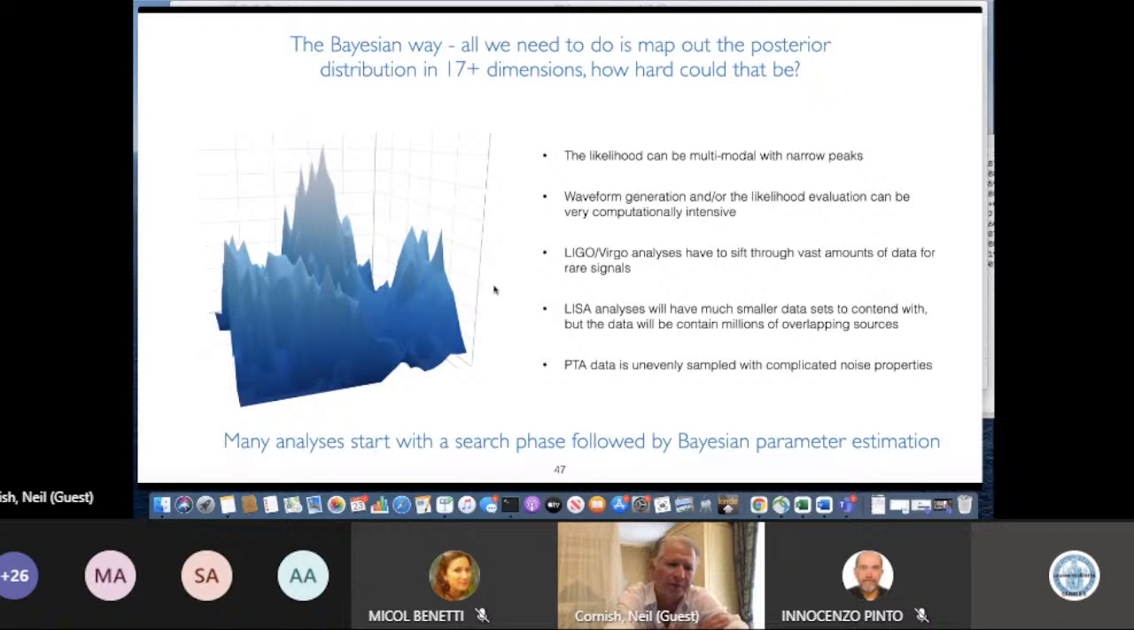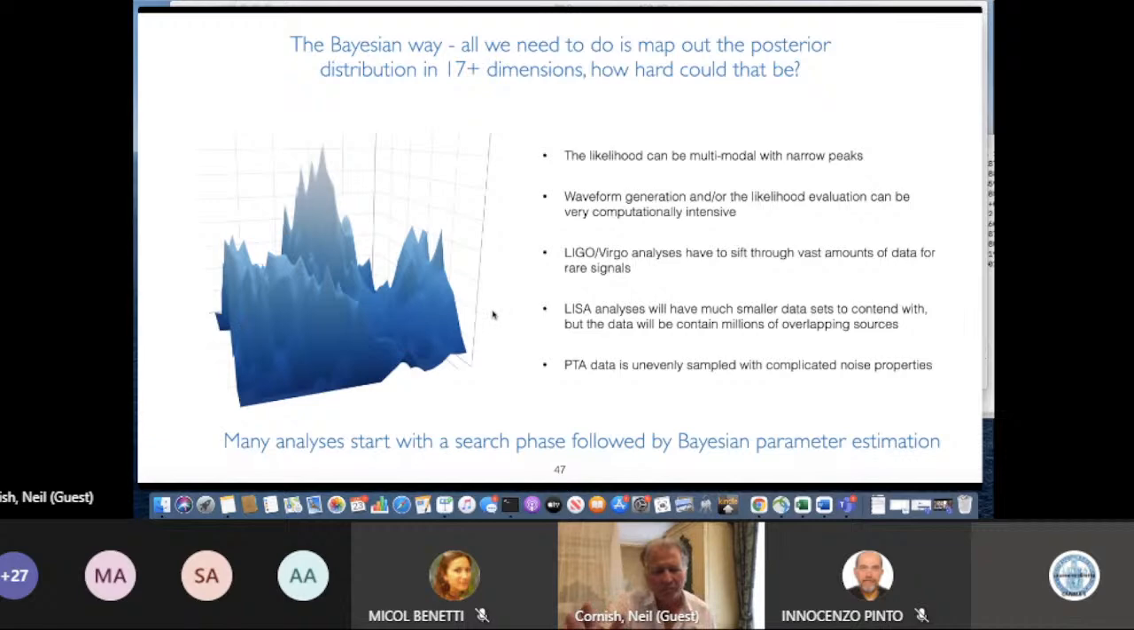So what we typically do is search the data using much more rapid techniques that are a bit more approximate in terms of pulling out the parameters. And then once we've locked onto a signal, we can go in and analyze it in more detail. So we usually do a search first, and then we move into this more intensive Bayesian parameter estimation. So for LIGO and Virgo, that's the way it's done. For LISA, it's going to be a little different.